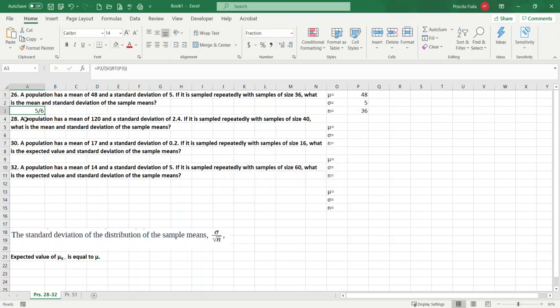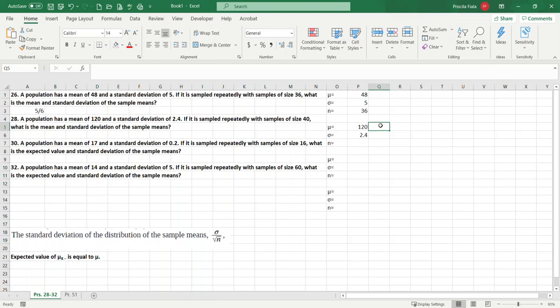Now, a population has a mean of 120. Here it also asks what is the mean, and it tells you right there the mean, so we don't need to put that here. So a population has a mean of 120, and a standard deviation of 2.4, the standard deviation of the population.